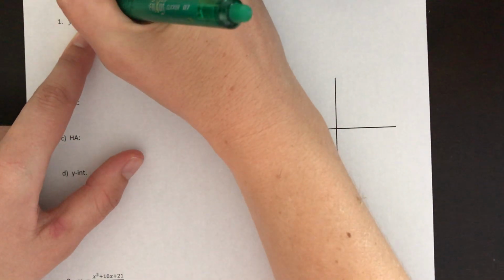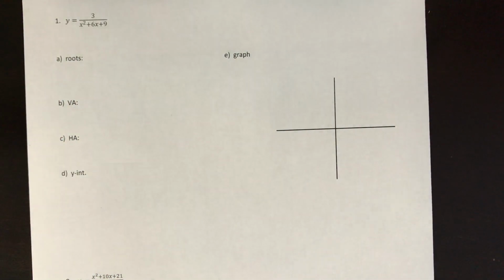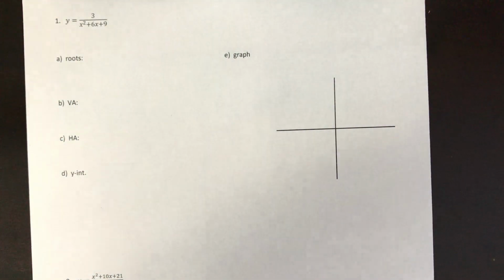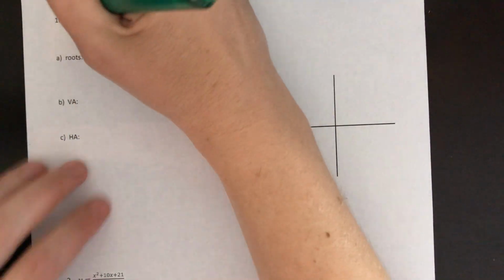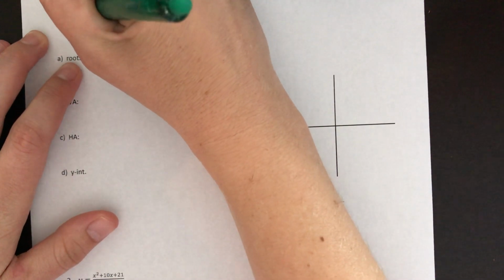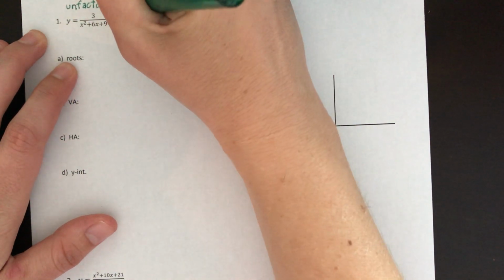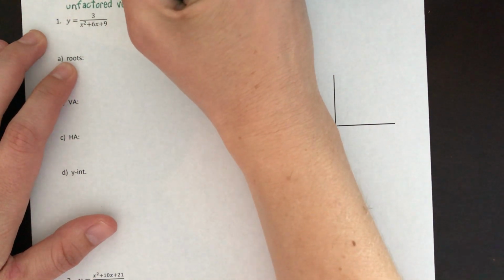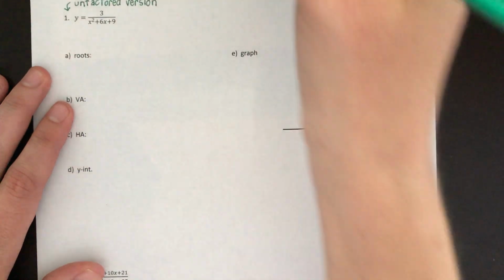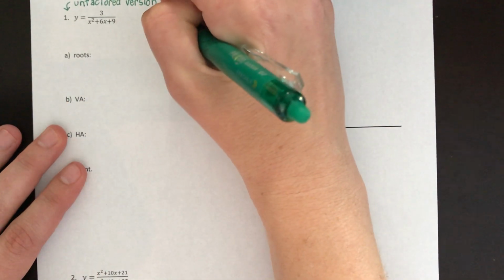So this is the, what did I call this before? Unfactored. I'm going to call this the unfactored version, and then we want the factored version. So this is the unfactored version. Now let's look at the factored version.